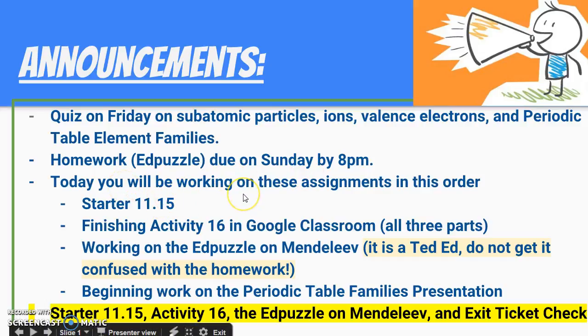Today you'll be working on these assignments in this order. Start with the starter 11.15, and then finish activity 16 from yesterday in Google Classroom, all three parts. Then work on the Ed Puzzle on Mendeleev. It's not to be confused with the homework. The homework is labeled homework Ed Puzzle, and this one's labeled classwork, and it's due today.